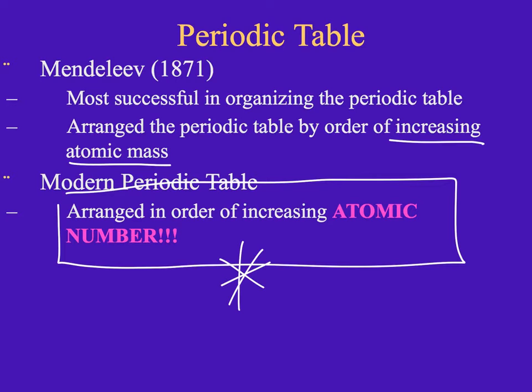So that is really, really important. What does that atomic number tell us again? It tells us the number of protons. So that is how our periodic table is organized, based on increasing atomic number, not atomic mass.